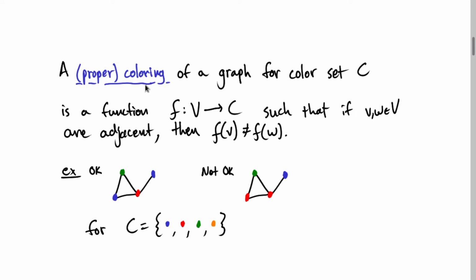A proper coloring, or simply a coloring, of a graph for a given set of colors C is a function from the vertices to the colors, such that whenever you have two vertices that are adjacent, then they have different colors. So here is a coloring of the graph from the previous slide, using the set of these 4 colors, and we can see that blue and red are different colors, green and red are different colors, green and blue are different colors, and red and blue are different colors. So it's a proper coloring. This coloring is not okay because red and red are adjacent. So that's all there is to it.